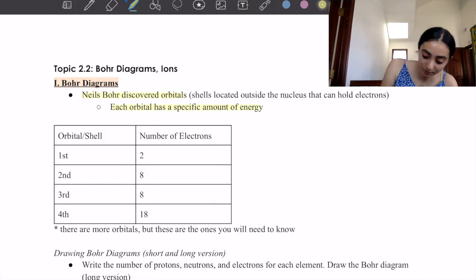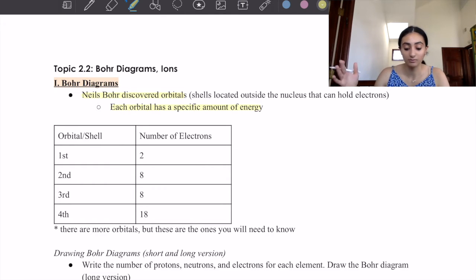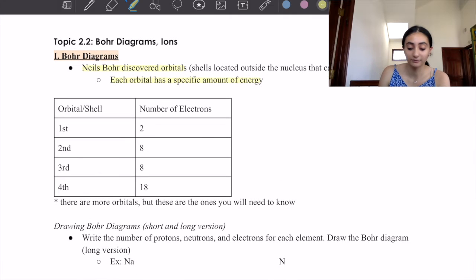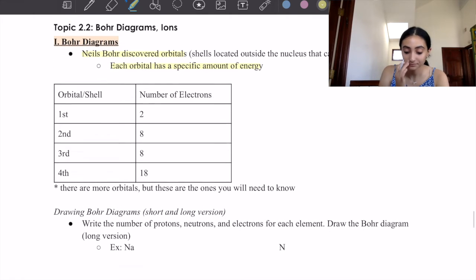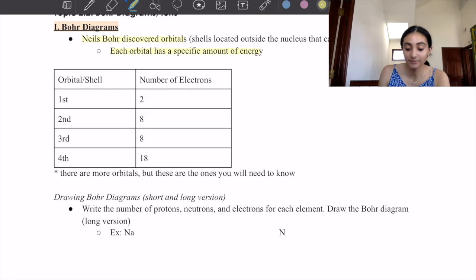And basically, each orbital has a specific amount of energy and can hold a specific amount of electrons. So the first orbital that's right outside the nucleus can hold 2 electrons, the second can hold 8, the third can hold 8, and then the fourth can hold 18. There are more and more orbitals, but these are the 4 that you will be working with for basic chemistry. So basically, in a Bohr diagram, you illustrate the electrons and where they are on each orbital.